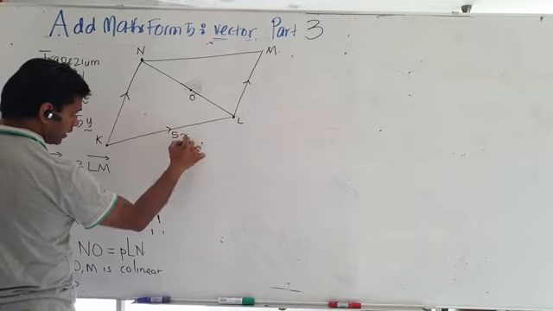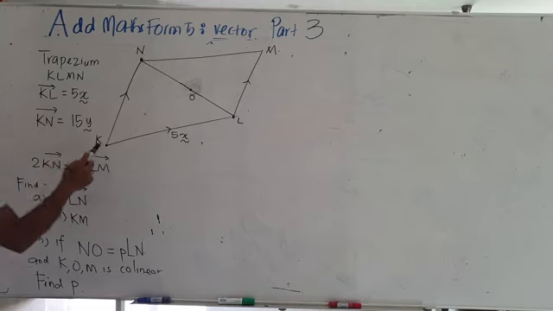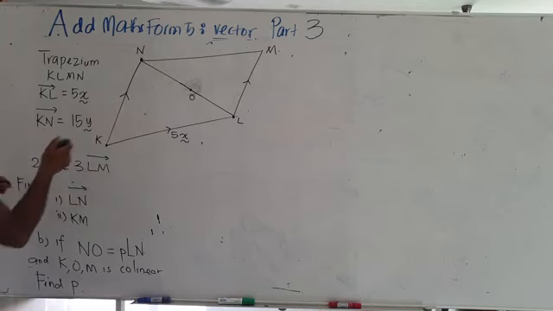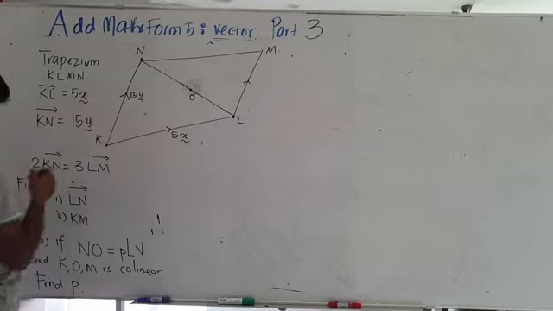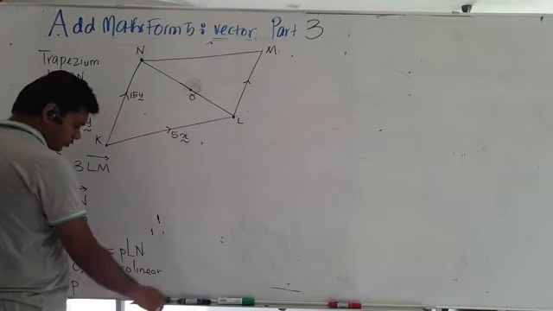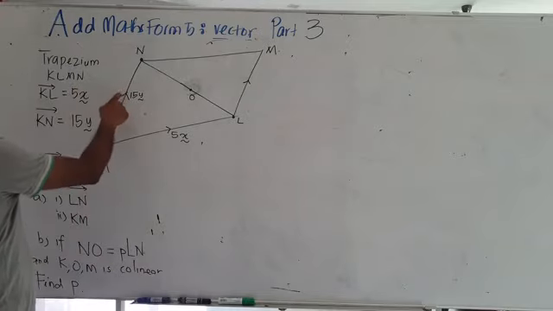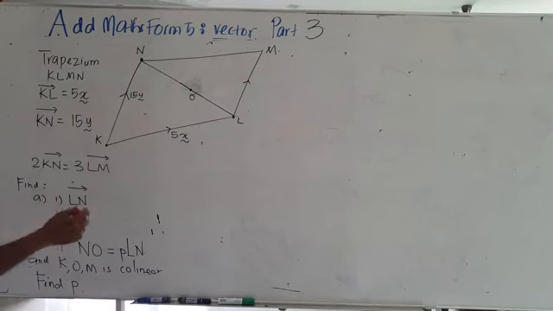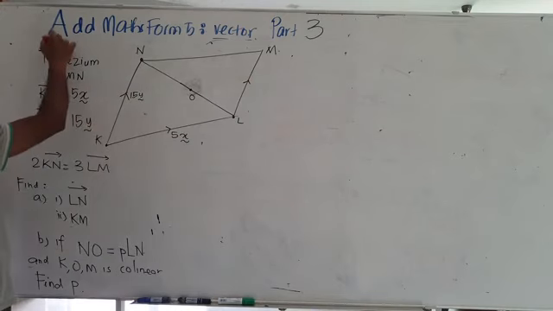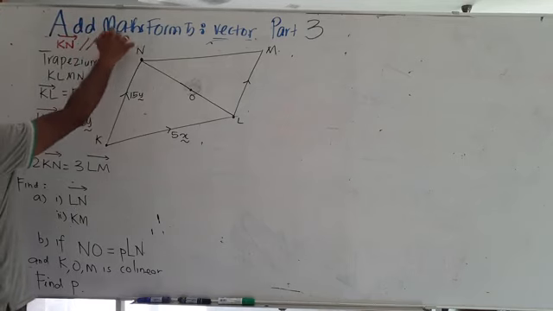So in exam, let's write down everything given to you. And then KN, where's KN? KN is here. KN is 15y vector. And then they have also given you some other points. An important point is that KN is parallel to LM. So that's important.